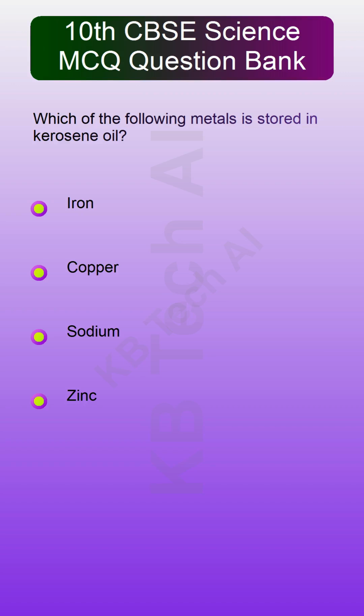Which of the following metals is stored in kerosene oil? Option 1, iron, Option 2, copper, Option 3, sodium, Option 4, zinc. The answer is Option 4, zinc.